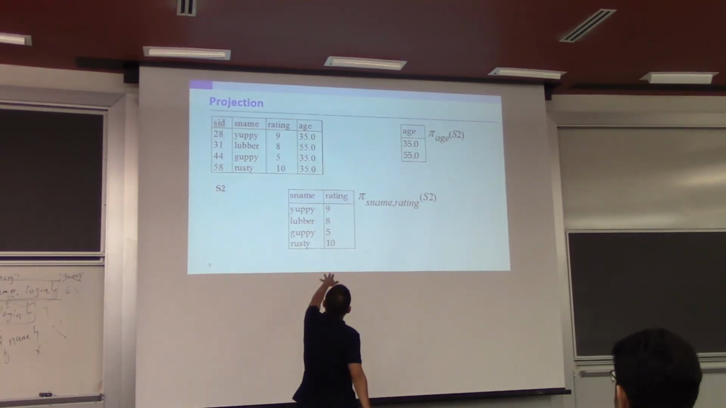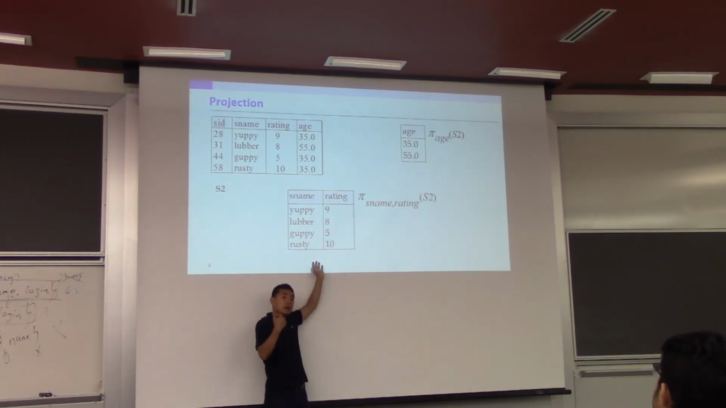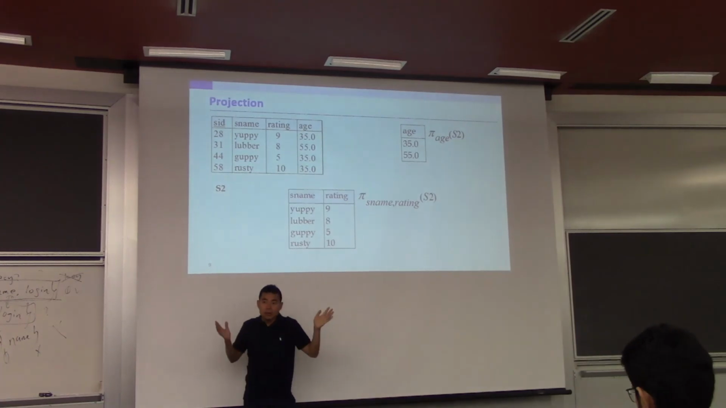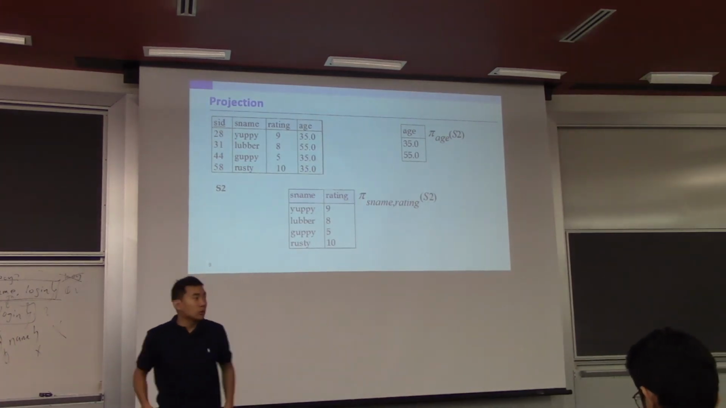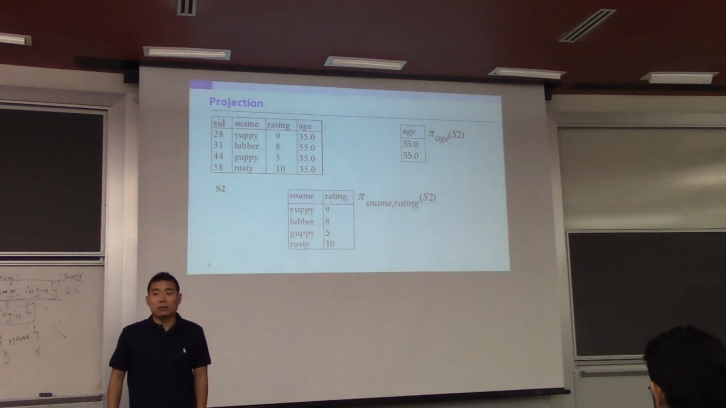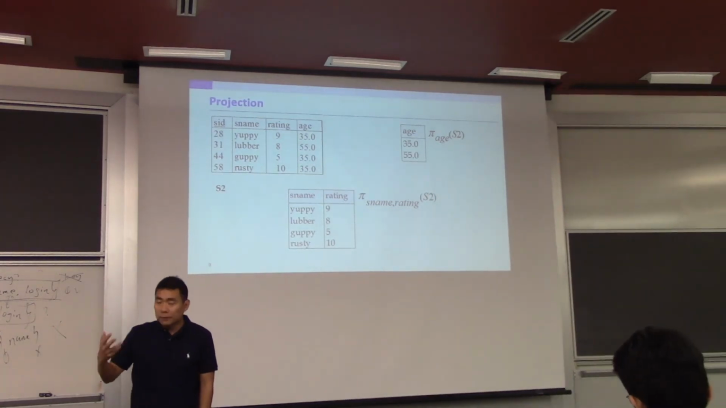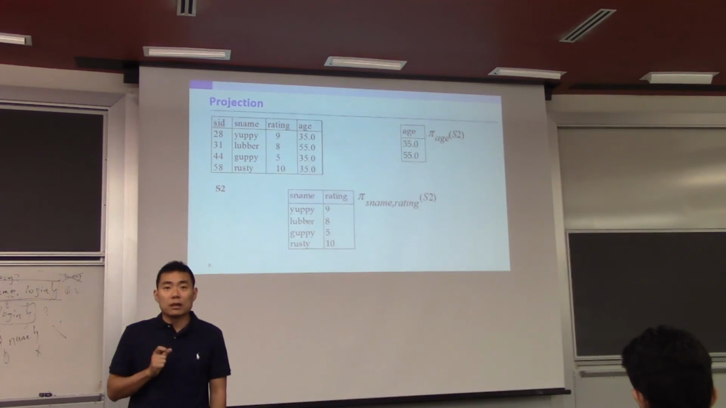Why are we not doing that here? Well, essentially we are doing that as well here, but it so happens that there are no duplicates to be eliminated. So there's nothing you actually see on the output side. But this duplicate elimination is needed for the projection operator.